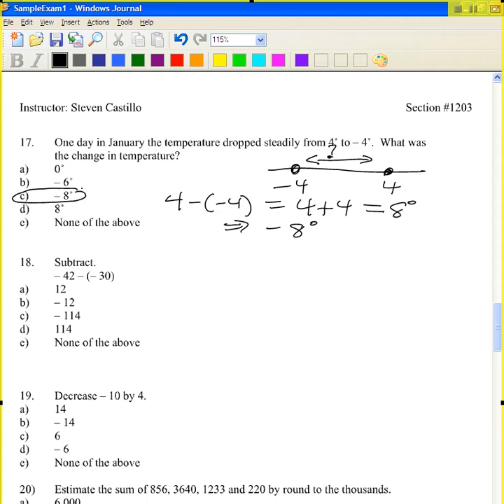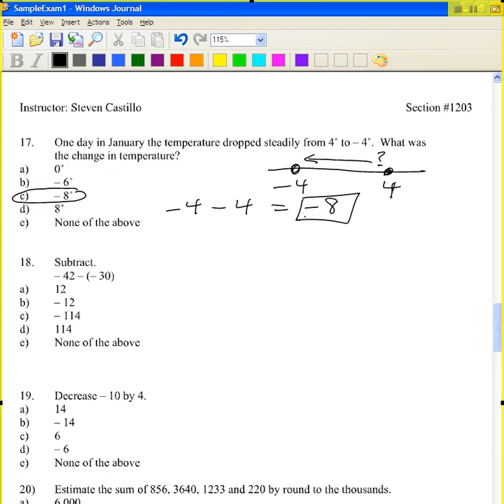So that's the change in temperature. Maybe I should have written it this way. Since it went from positive 4 degrees to negative 4, I can just subtract. So this is negative 4 minus 4, which is a negative 8. So it's a negative 8 degrees. So it's dropped 8 degrees.